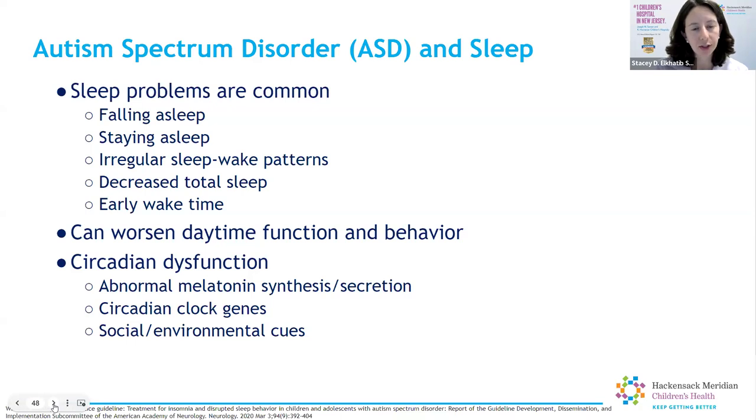As far as the etiology, there are multiple factors. Some of those could be abnormal melatonin pathways in the brains of children with autism, having to do with synthesis and secretion. Then some children have abnormalities in circadian clock genes. Another contributor could be social or environmental cues, and just not being able to pick up on those cues that help your brain understand it's time for sleep.